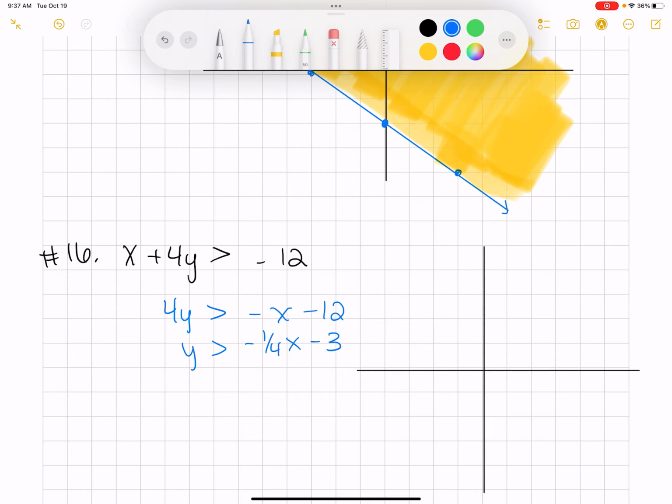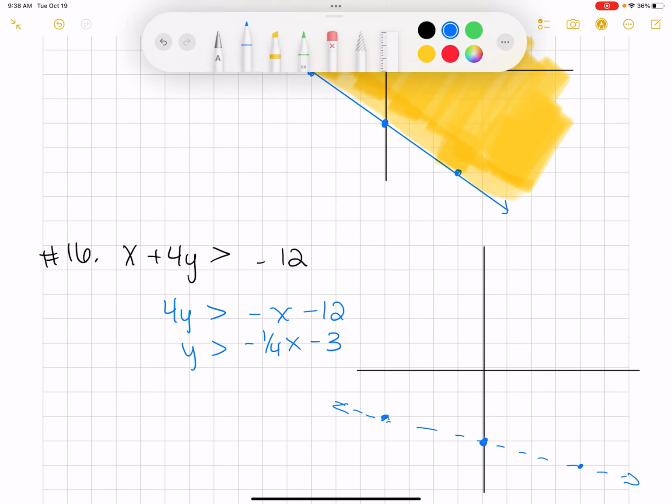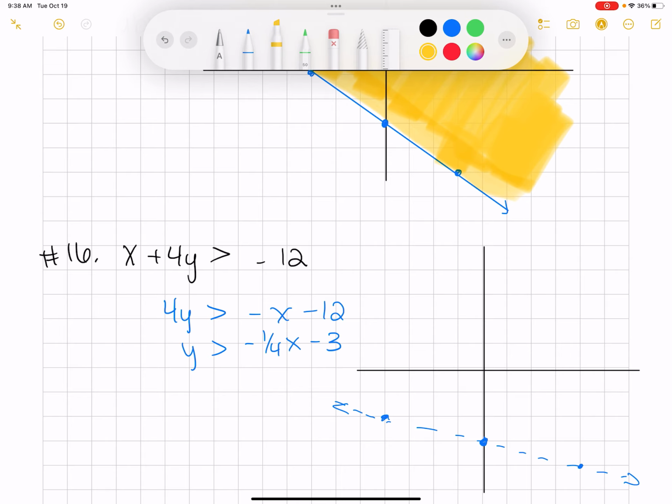All right, so negative 3, and then down 1 over 4, up 1 back 4. Solid or dotted? Dotted. And are we shading above or below? Above.